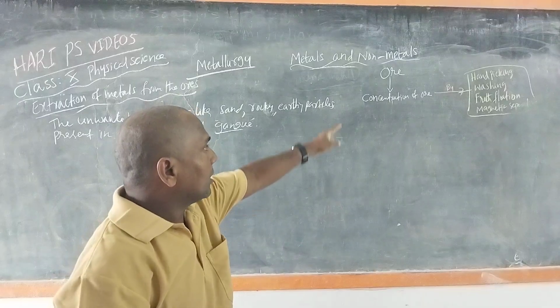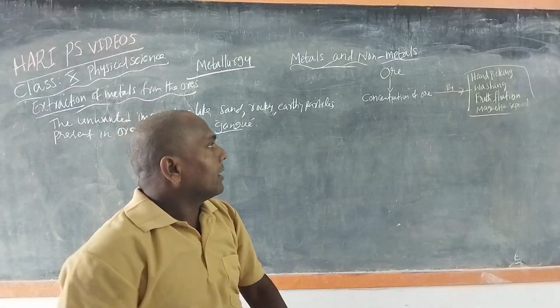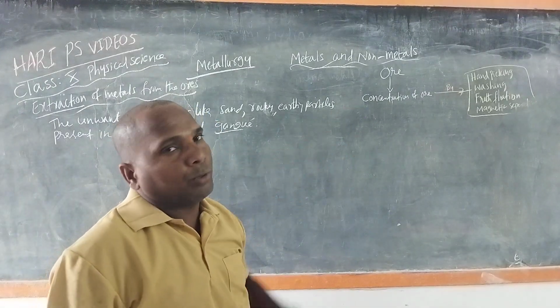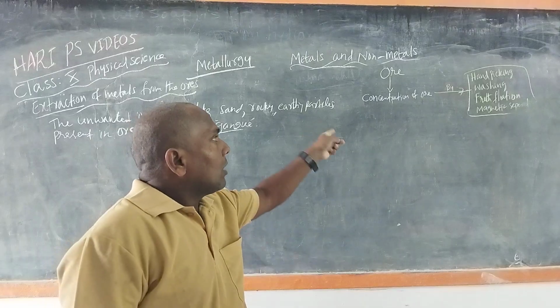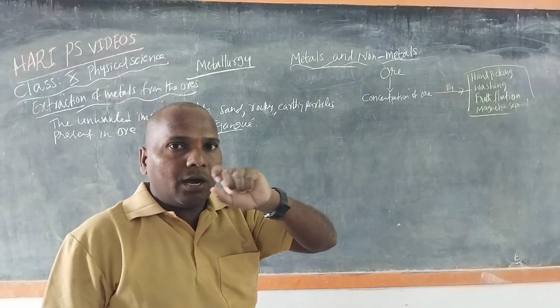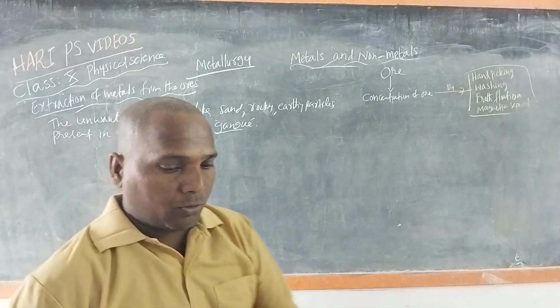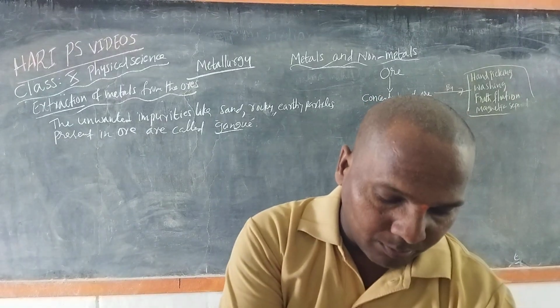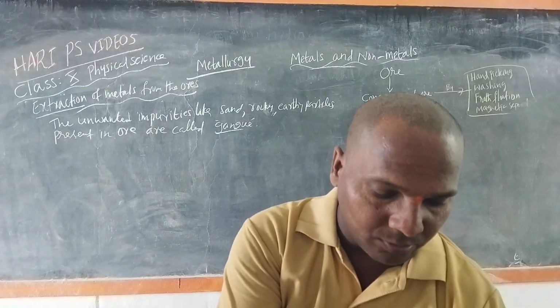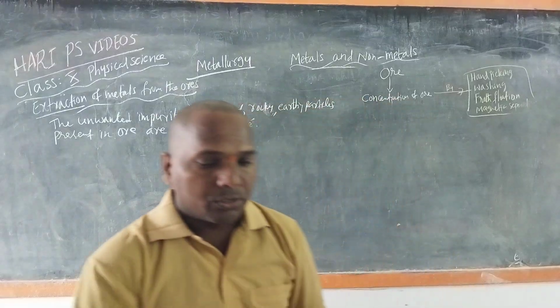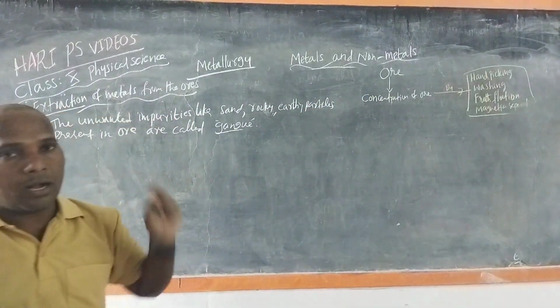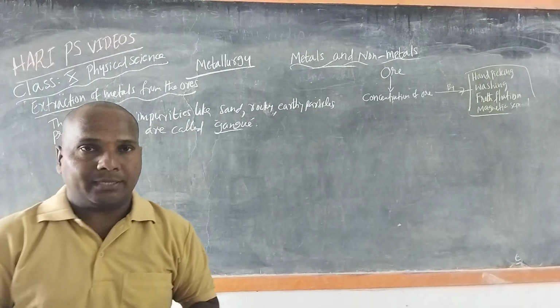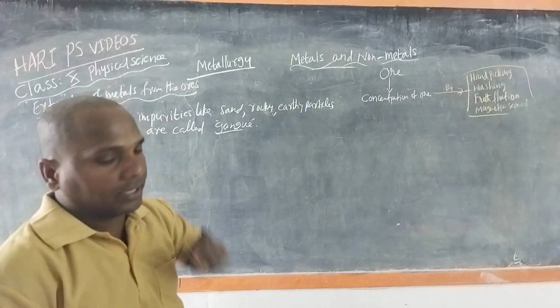To remove the gangue, or the impurities, from the ore, and to concentrate the ore, what methods do we have to use? I already wrote on the board the methods we use to remove the gangue. The first one is hand picking.